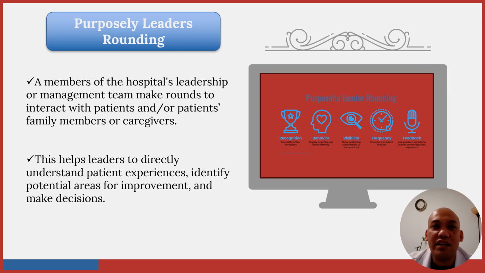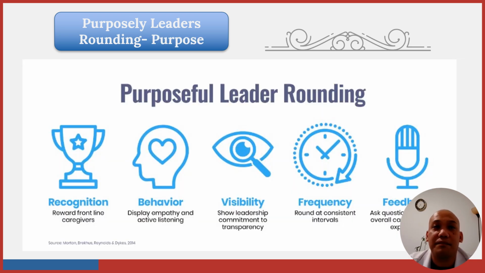The next strategy will be the purposeful leaders rounding. So a member of the hospital leadership will make rounds to interact with patients and families or the caregiver itself. This helps leaders to directly understand patient experience, identify potential areas for improvement, and make decisions. During the leaders round, it is the best time for them to recognize or reward any one of the caregivers or the staff who are doing well. It's the best time for them to harvest the hard earned patient safety experience that the nurses are giving.